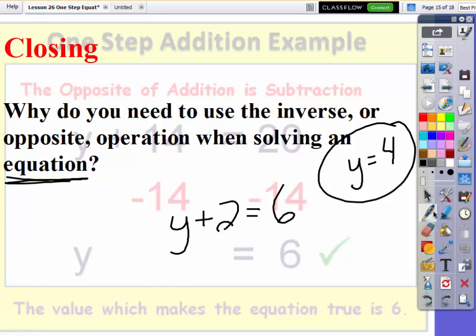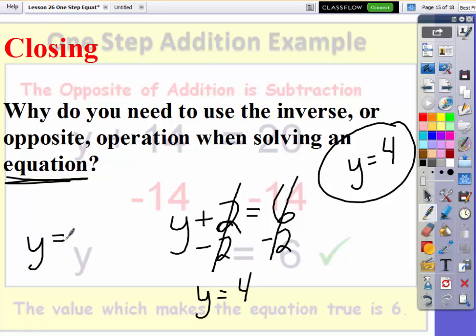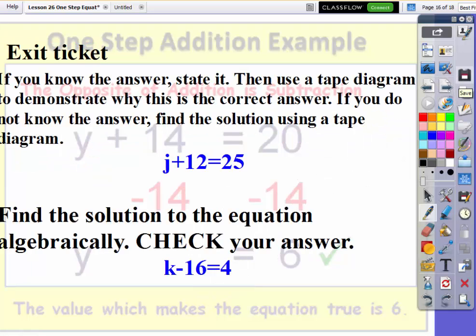So I use the inverse to isolate the variable, to make it 0. So here, how do I make a positive 2 0? Well, I subtract 2. Then whatever I do to the left, I have to do to the right. So I have y equals 4. So one last time, why do I use the inverse? I use the inverse so I can get my variable all by itself by making everything else equal to 0 except that variable.